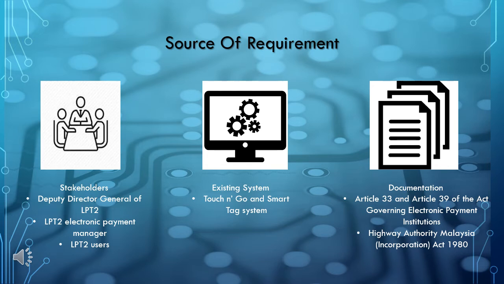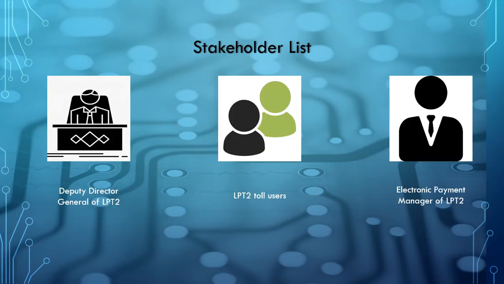The existing system that was being used before in this toll is the Touch 'n Go system and Smart Tag system. There were certain errors and malfunctions occurring while using the existing system, which caused the users to feel dissatisfied. Third is the documentation. There are two types of documentation used in this system. First is Article 33 and Article 39 of the Government Electronic Payment Institution Act. And the second documentation is the Highway Authority Malaysia Incorporation Act 1980.